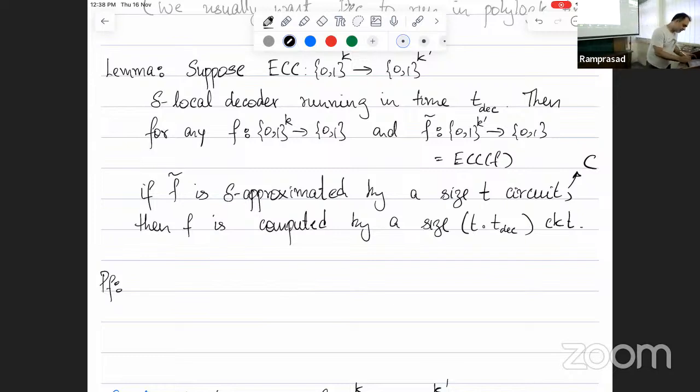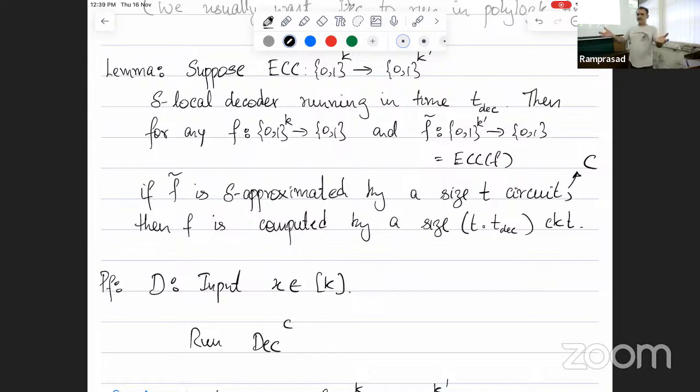So how am I going to build a circuit for D? The circuit D is as follows. The input is some x. What is D going to do? It's just going to run the decoder, with oracle access to the circuit C, on input x, and basically just return whatever this returns.